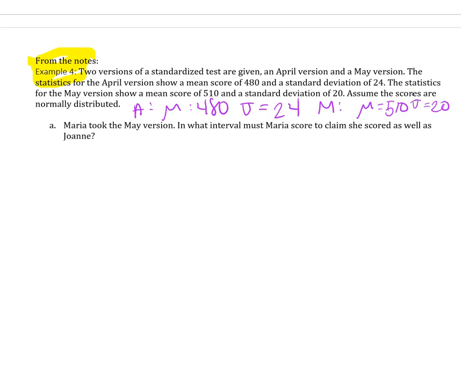Oh shoot, I accidentally deleted the part where I found out how well Joanne did. One second. Okay, I found it. Joanne scored between a 510 and 540. Whew, alright, and she took the April version.